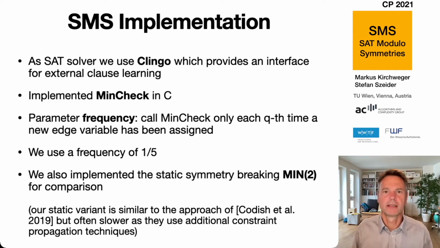We implemented the SMS framework using Kissat Klingo as a SAT solver, and we have this min check, this propagator implemented in C. We also have here the parameter frequency. So we don't call the minimality check each single time when a new edge is decided, but only, let's say, every 5th time an edge is decided. Because the minimality check can still be quite costly, and overall it suffices to check only every couple of times. And we also implemented the static symmetry breaking that checks whether swapping two vertices makes the graph smaller. And so we could compare both approaches, the static and the dynamic one, within the same framework and the same solver.